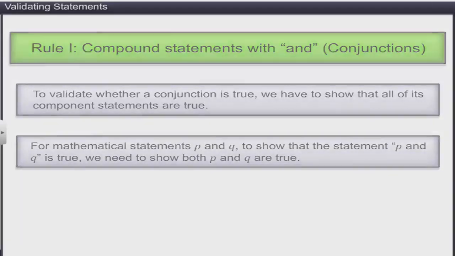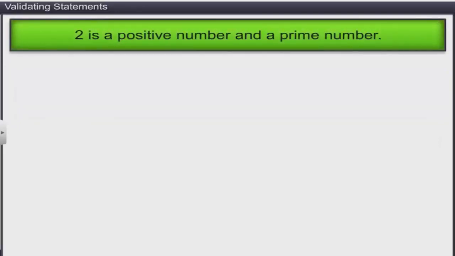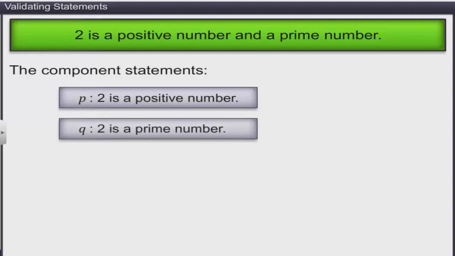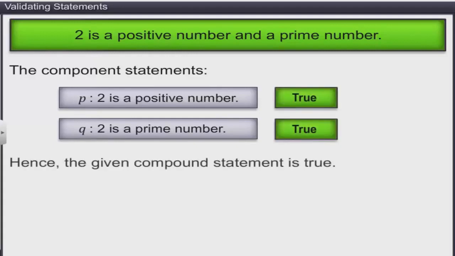Let's check the validity of the statement: 2 is a positive number and a prime number. The component statements of the compound statement are: 2 is a positive number, 2 is a prime number. We know that component statements P and Q are true. Hence, it is validated that the given compound statement is true.